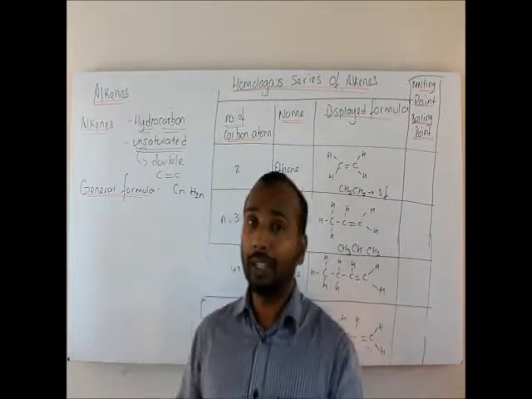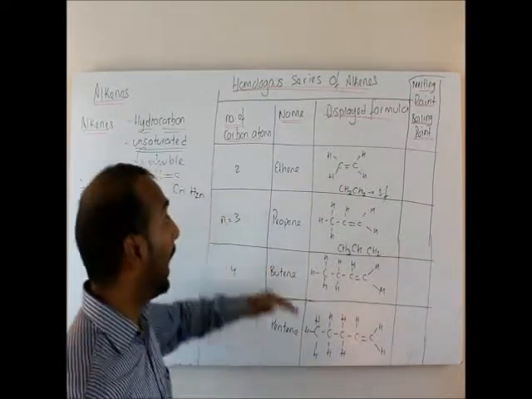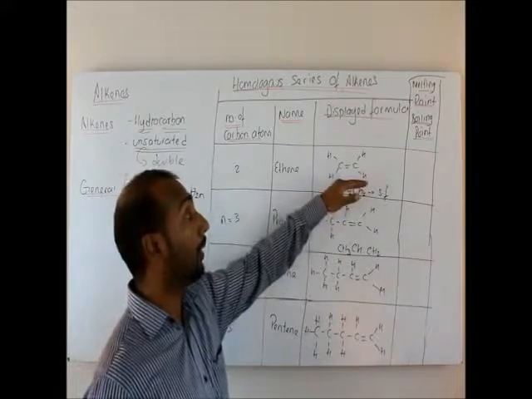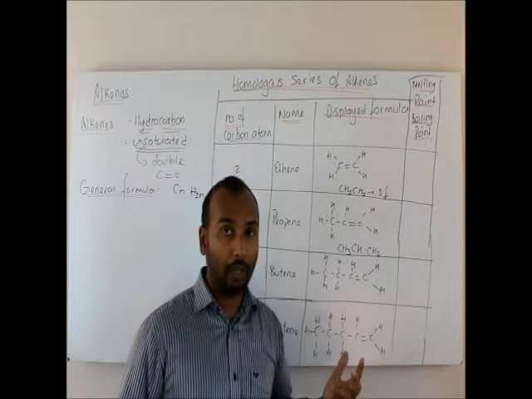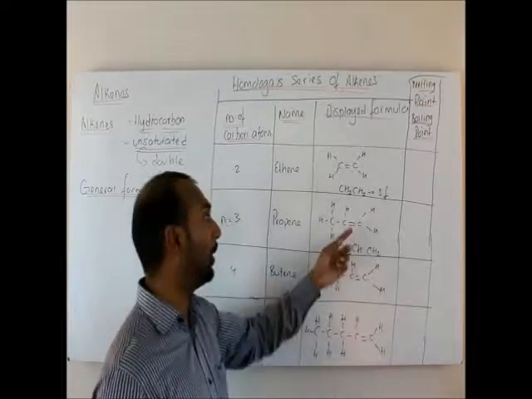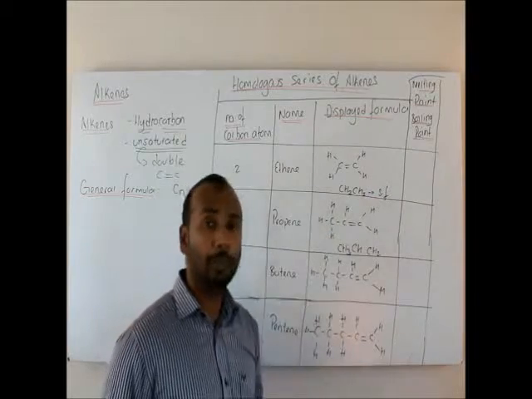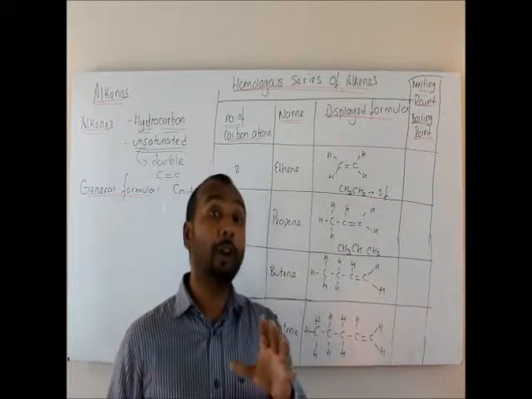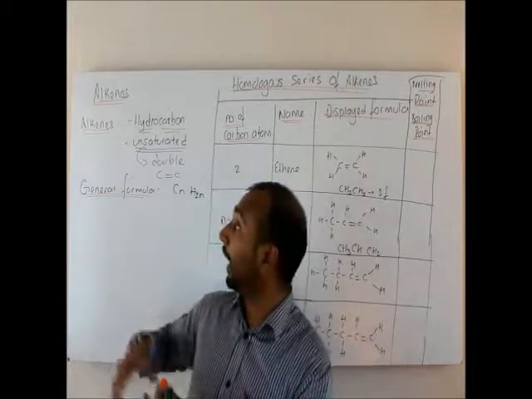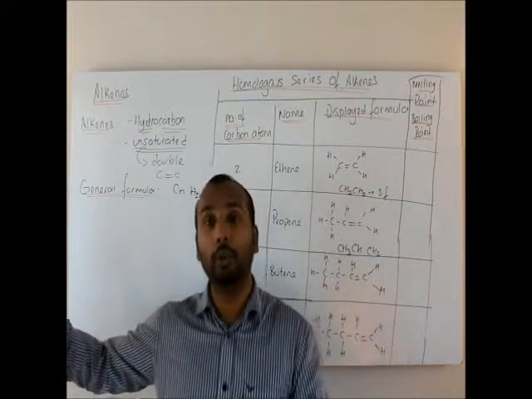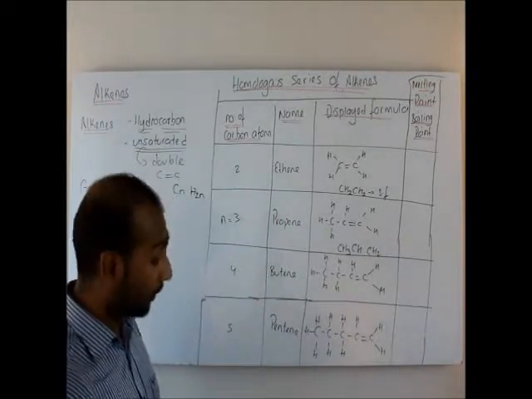The second way in which you can distinguish is just count the number of carbon atoms and the number of hydrogen atoms. If the number of hydrogen atoms is only twice the number of carbon atoms, this is an alkene. For example, this one, you have 4 hydrogen and 2 carbon. But if the number of hydrogen atoms is 2 times the number of carbon atoms plus 2, like for alkanes it's CnH2n+2, then it is an alkane.